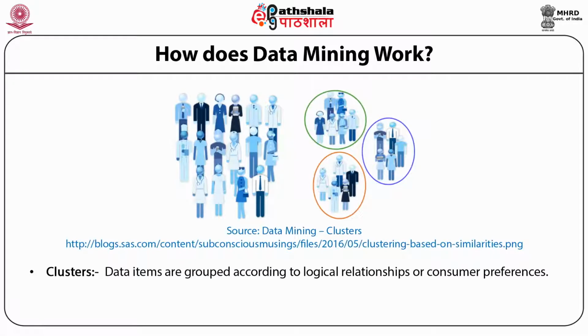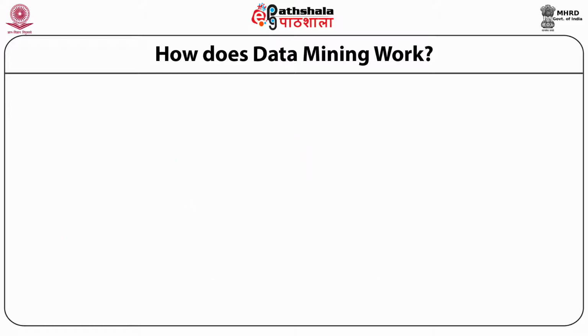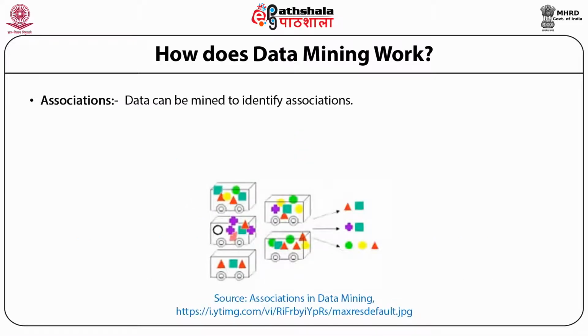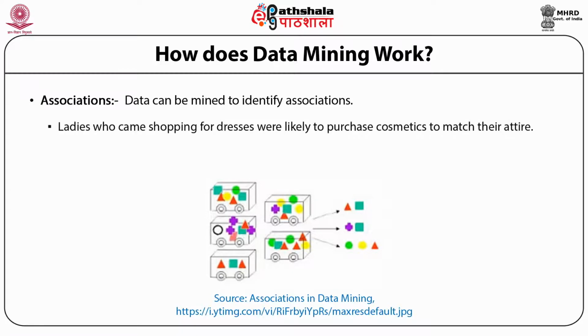Data items are grouped according to logical relationships or consumer preferences. For example, data can be mined to identify market segments or customer affinities. Then there are associations. Data can be mined to identify associations. Ladies who came shopping for dresses were likely to purchase cosmetics to match their attire. This could enable stores to mix and match various accessories and cosmetic combinations on display to enhance customer purchases.